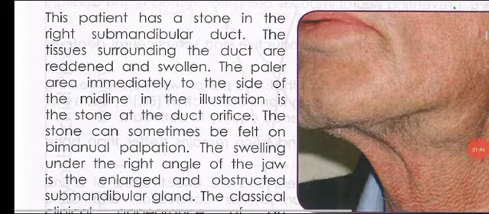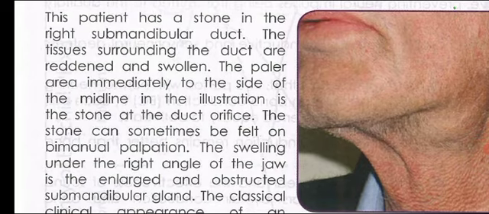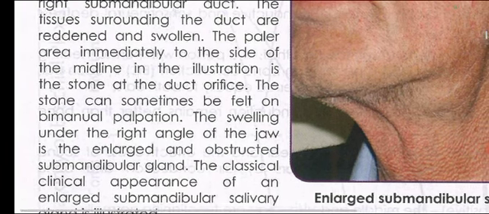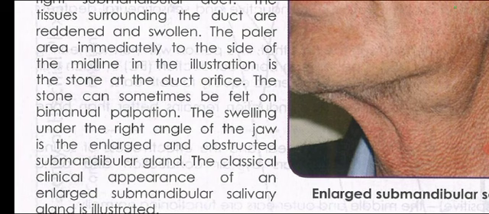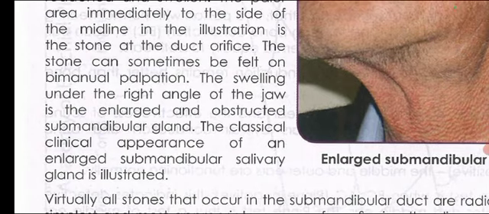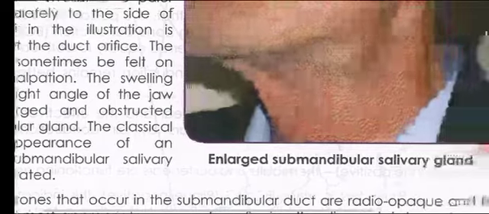This patient has a stone in the right submandibular duct. The tissues around the duct are reddened and swollen. The pale area immediately to the side of the midline in the illustration is the stone at the duct orifice. The stone can sometimes be felt on bimanual palpation. The swelling under the right angle of the jaw is the enlarged and obstructed submandibular gland. This is the classical clinical appearance of an enlarged submandibular salivary gland, which is illustrated here.